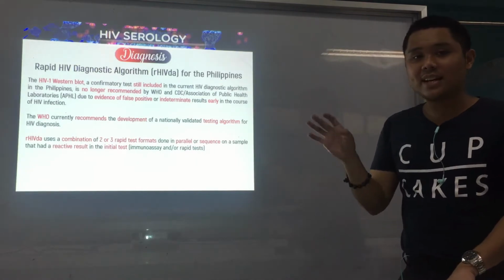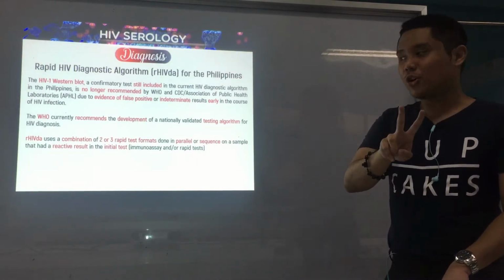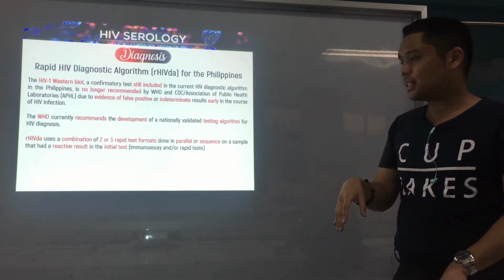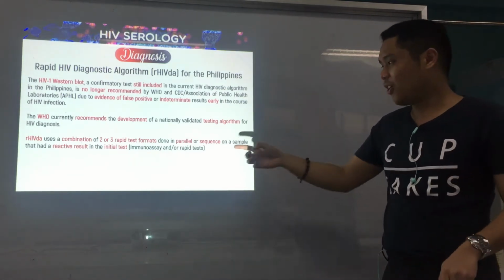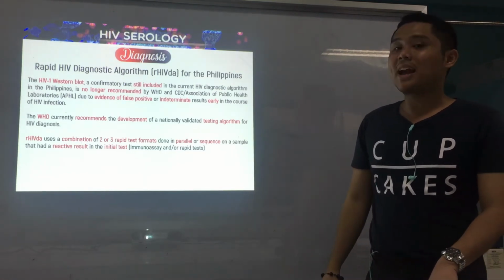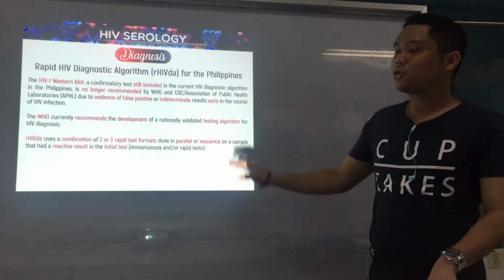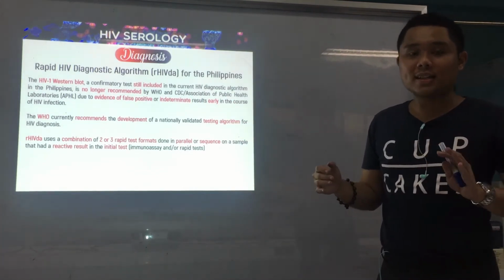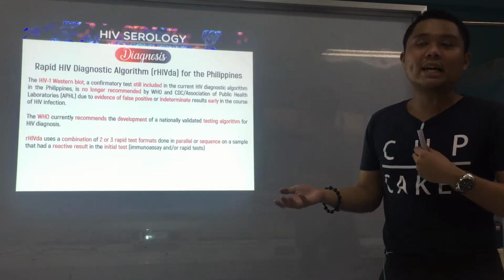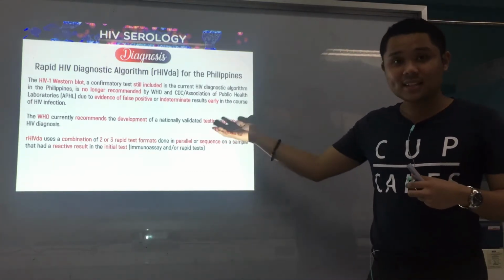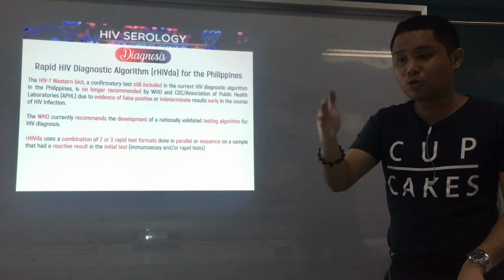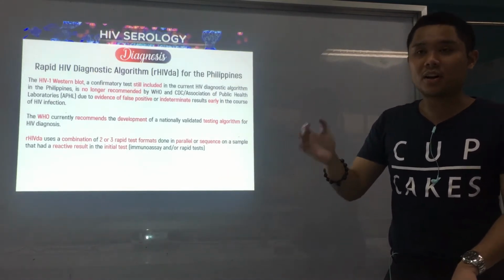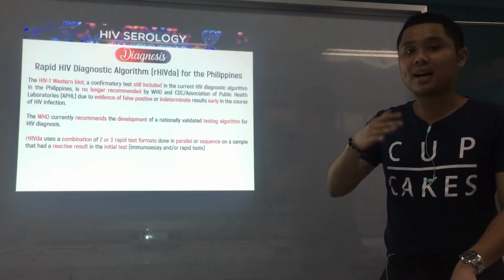And your RHIVDA uses a combination of 2 or 3 rapid test formats done in parallel or in sequence on a sample that had a reactive result in the initial test. So this RHIVDA is for confirming, guys. You don't need to do a Western blot for confirmation. What you can do in this algorithm is 3 consecutive tests, in parallel with each other, of rapid tests or immunoassays.